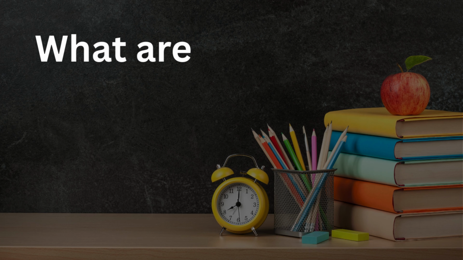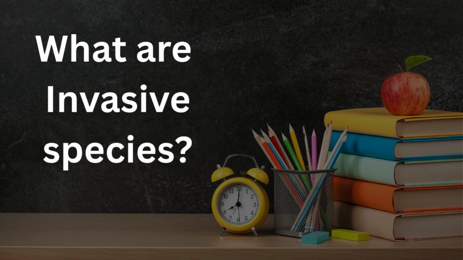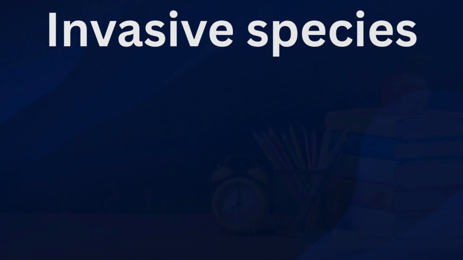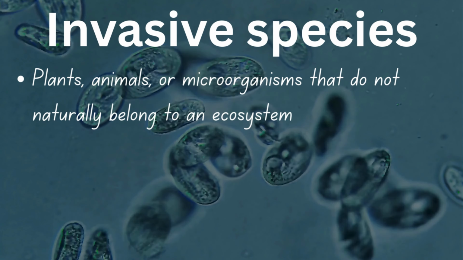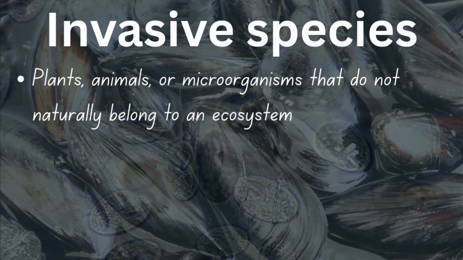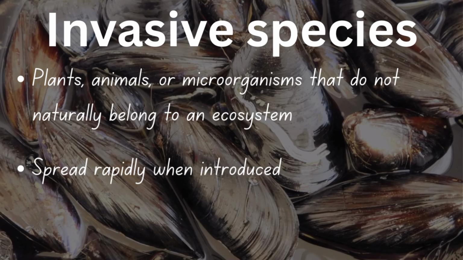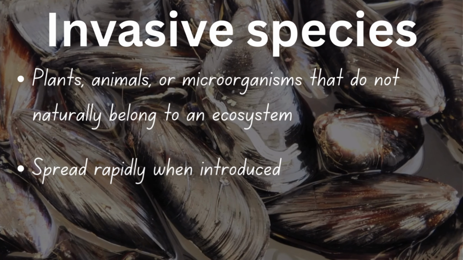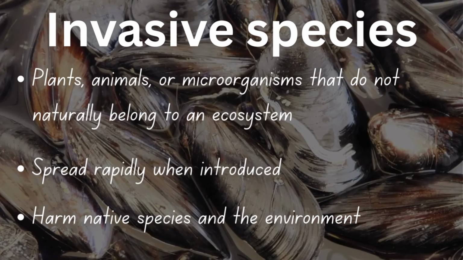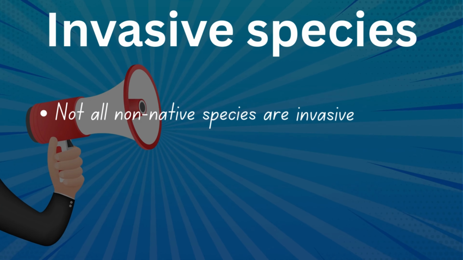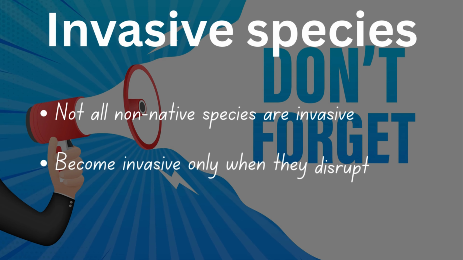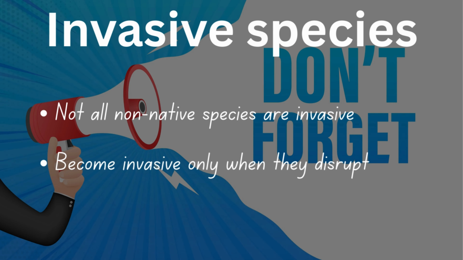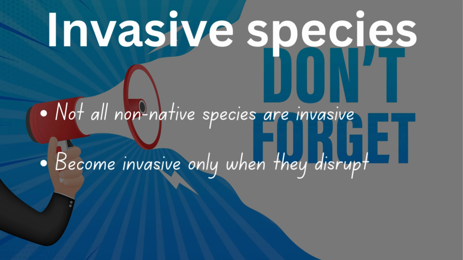Now, before we go any further, let's first understand what invasive species actually are. Invasive species are plants, animals, or microorganisms that do not naturally belong to an ecosystem. When they are introduced, mostly because of human activities, they spread very fast and start harming native species and the environment. It's important to understand that not every non-native species is invasive. A species becomes invasive only when it grows out of control, disrupts the natural balance, and leaves native species struggling to survive.